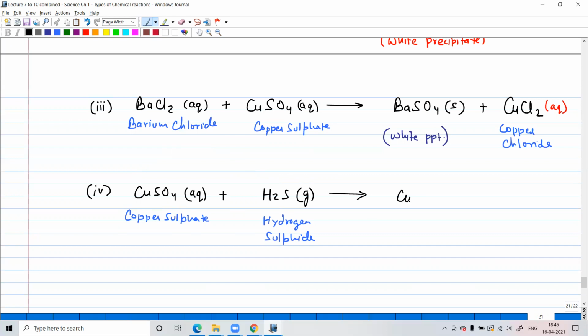Cu S. This is copper sulfide. And hydrogen will go and bond with sulfate, so it will be H2SO4. This H2 bonds with this SO4, and copper bonds with sulfur to make this one.